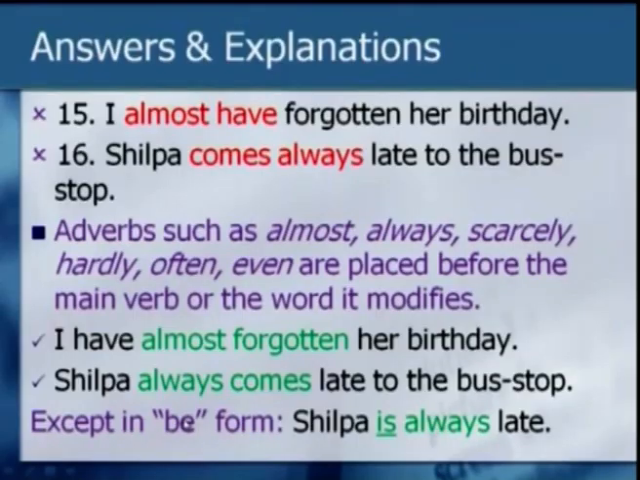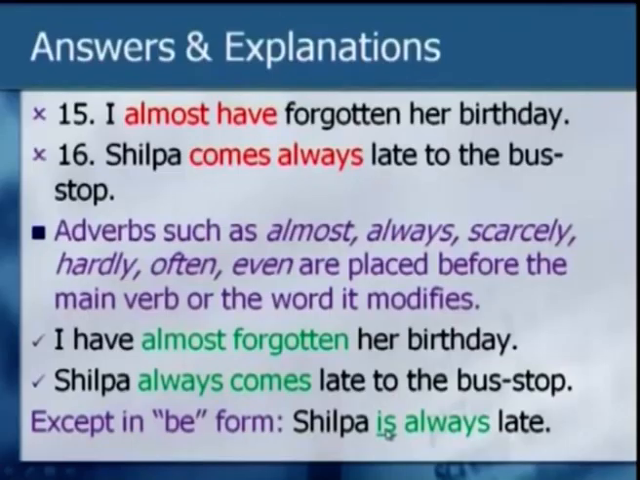When you use B form, that is the verbs like is, are, was, were, etc., you can use it before. Example, Shilpa is always late. It is not Shilpa always is late, Shilpa is always late. So here it is accepted, it is an exception.